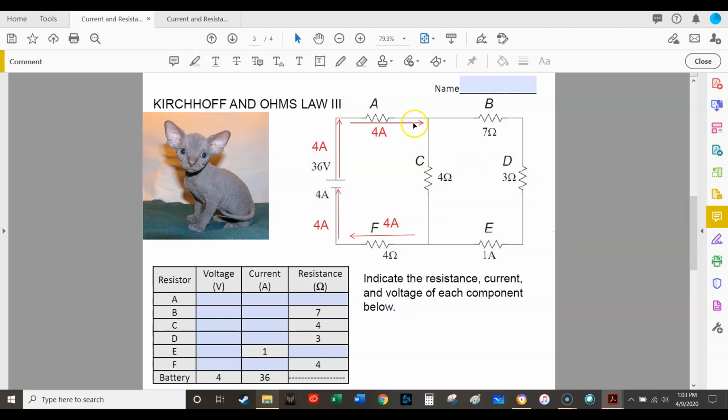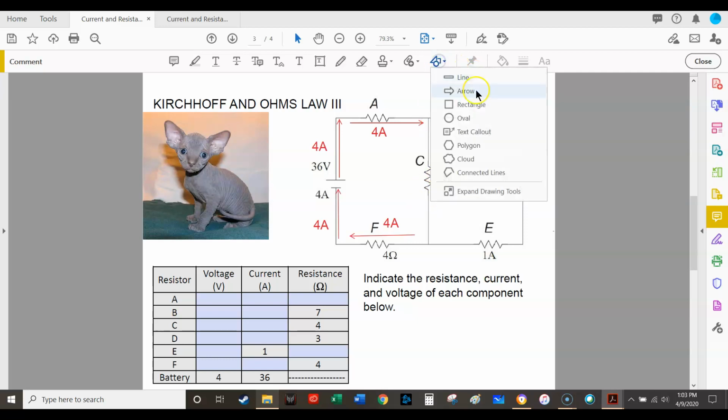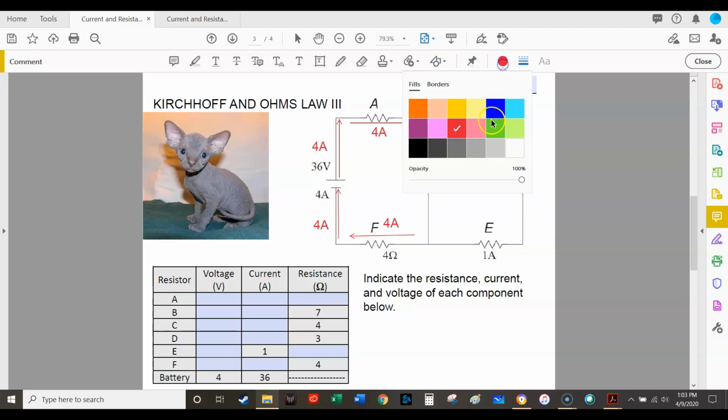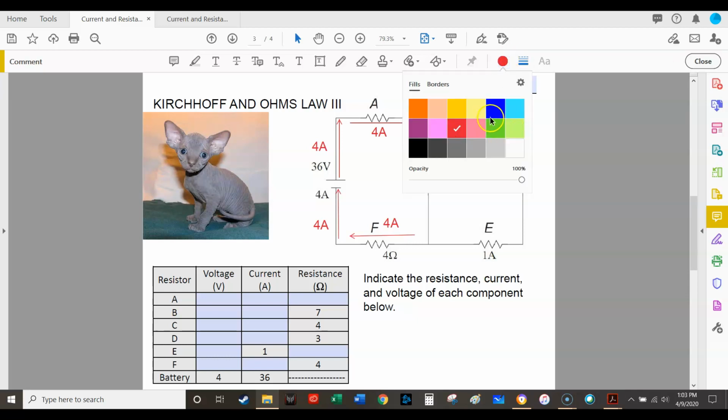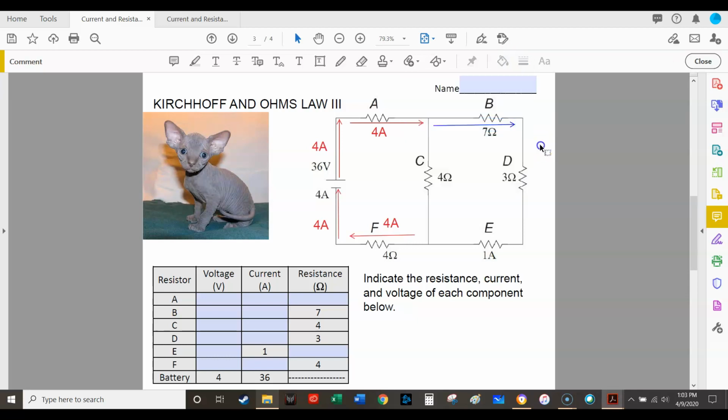Okay. Now that 4 amps is coming into this junction. It's going to split up, and it'll definitely be a different current, but I don't know what it's going to split up to. So I'm going to use blue for the current that's going to the right. And then I'm going to use green for the current that is heading down.